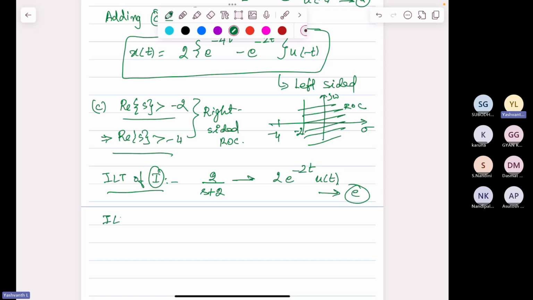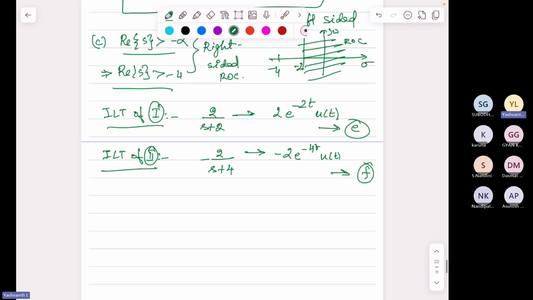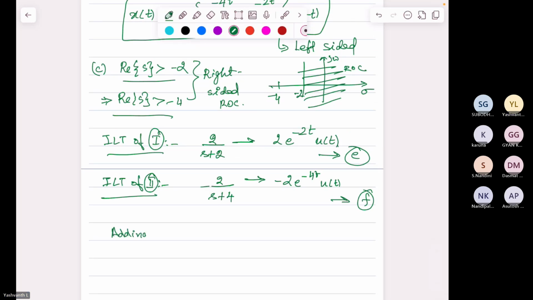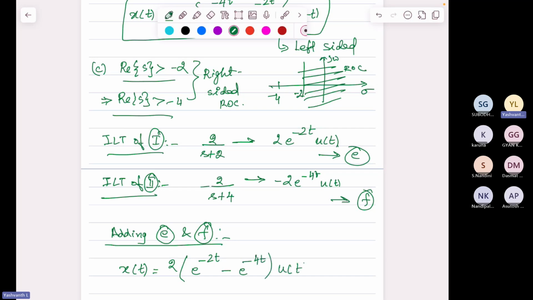And similarly, the inverse Laplace transform of term 2, which is -2 by s plus 4, whose inverse Laplace transform with right-sided ROC is -2 times e power -4t into u of t. This is called equation F. Adding E and F, x of t is equal to 2 into e power -2t minus e power -4t into u of t.